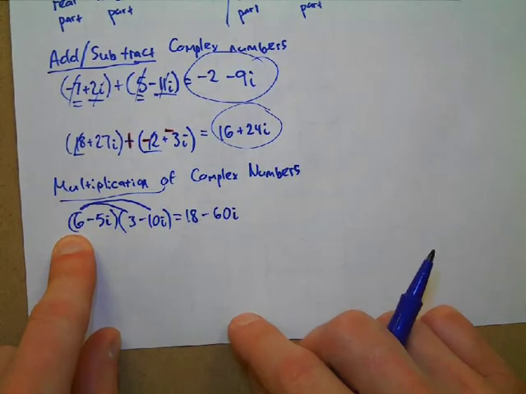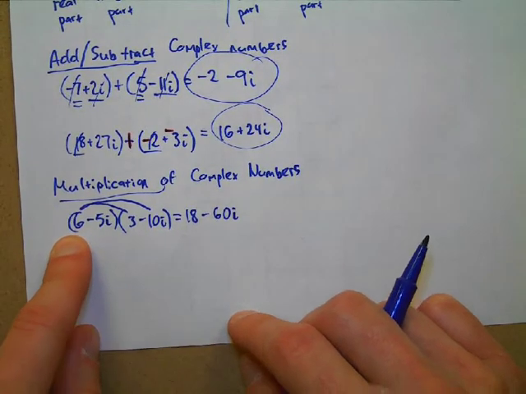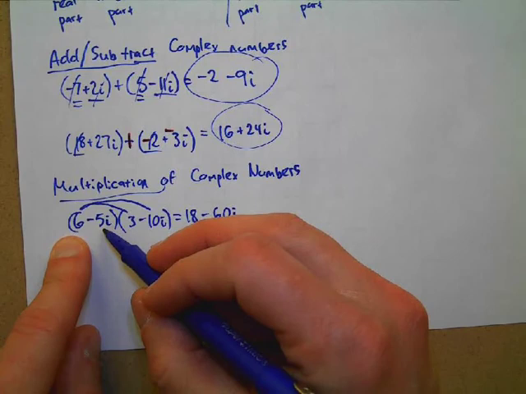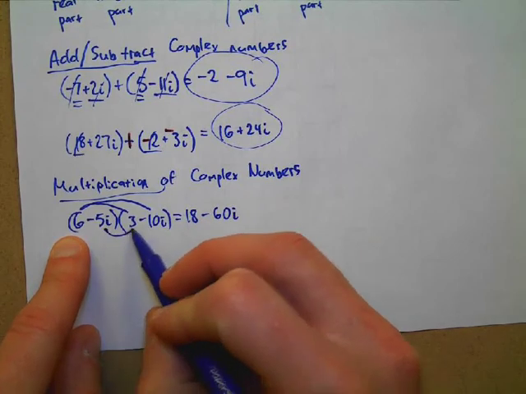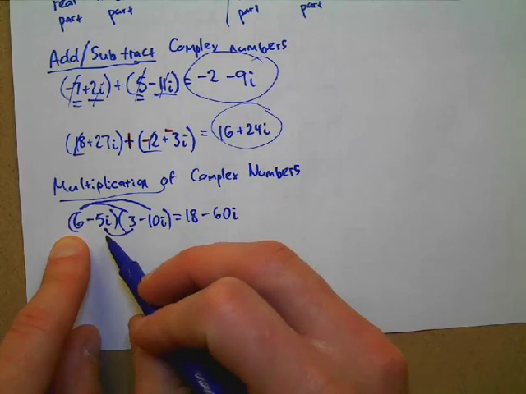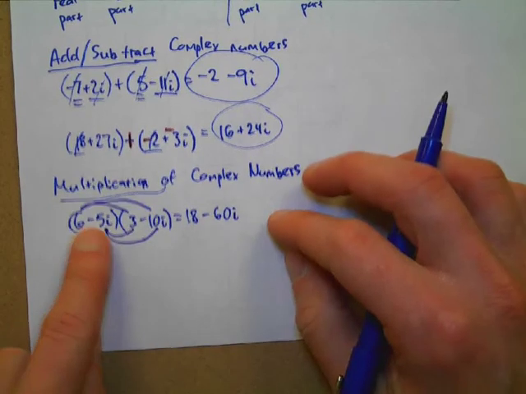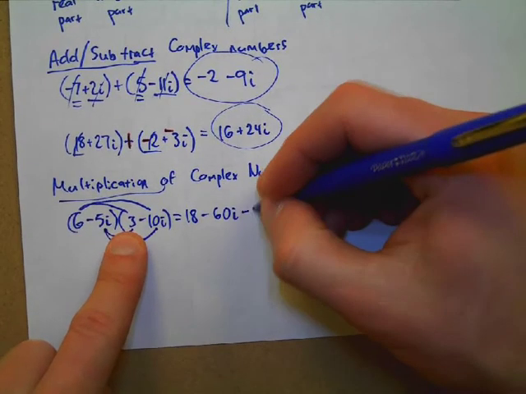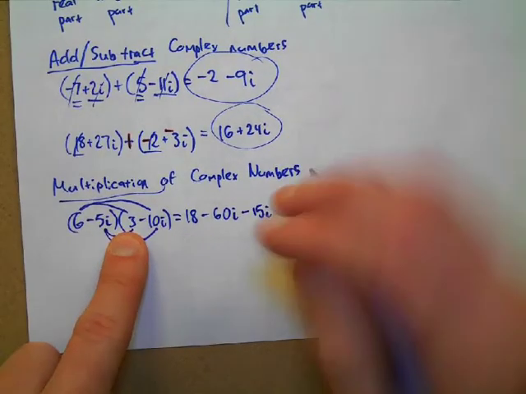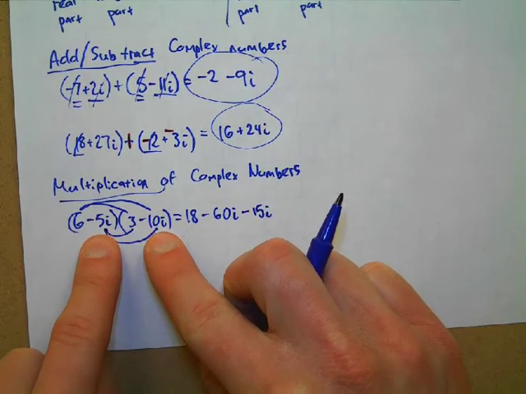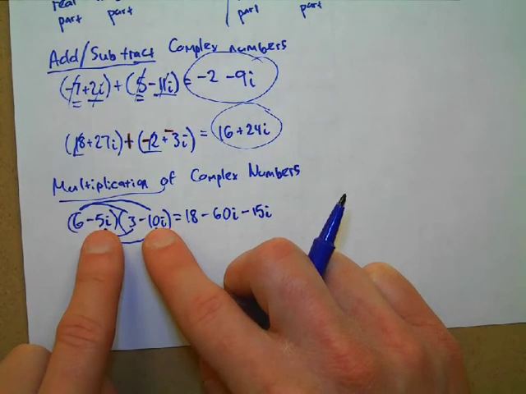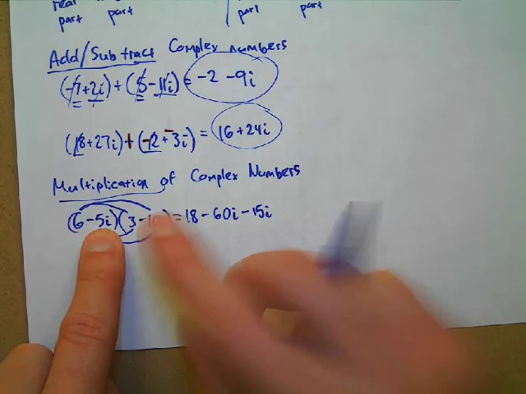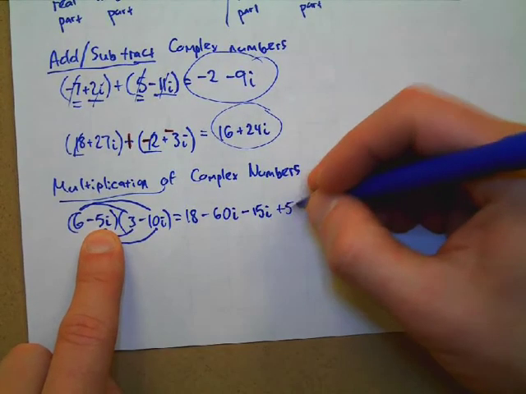What else do we need to multiply? Well, the negative 5i has to multiply with what? The 3. And the negative 5i also has to multiply with the negative 10i. Negative 5i times 3, negative 15i. Negative 5i times negative 10. What's that going to give us? If I multiply these two things together, what's going to be the result? Positive 50, right? Because negative 5 times negative 10 is positive 50.